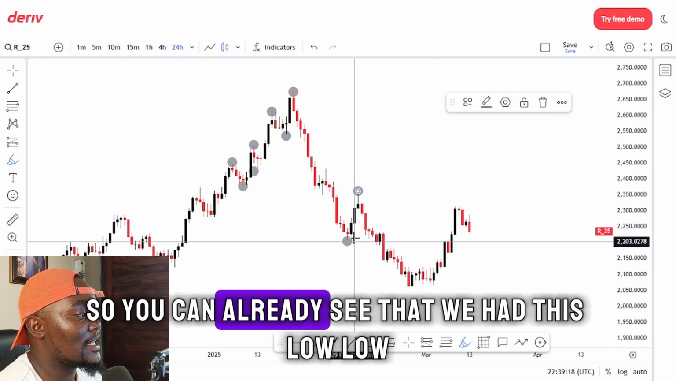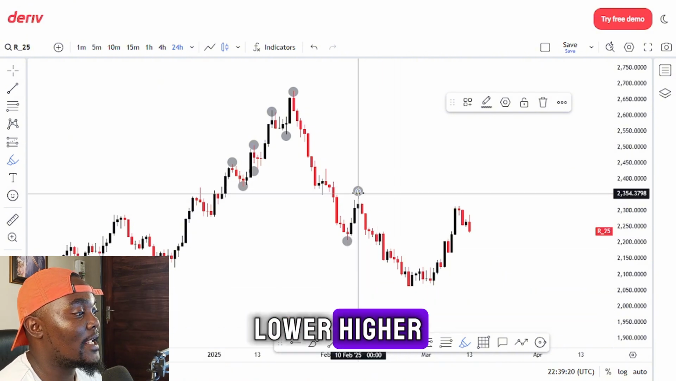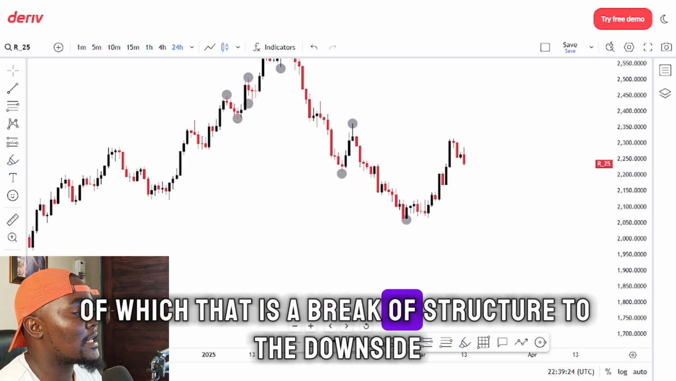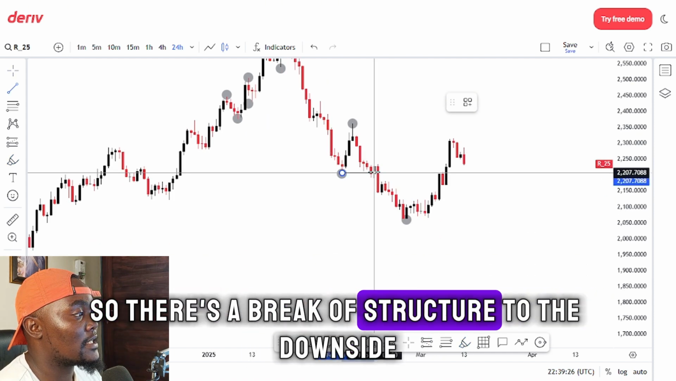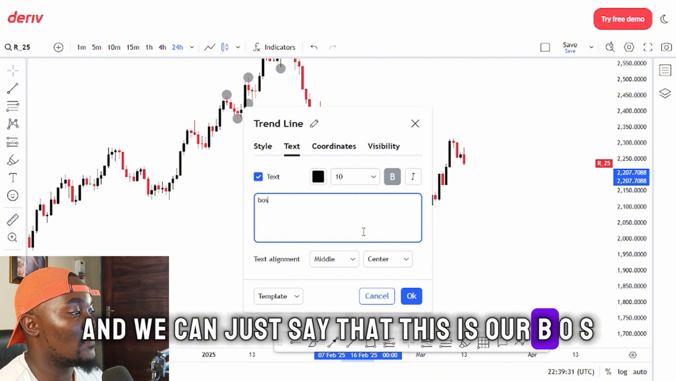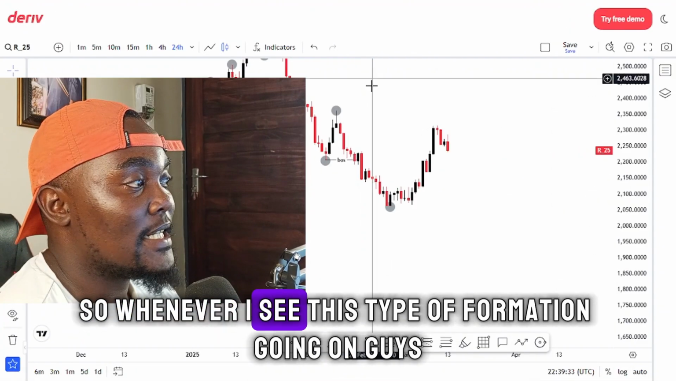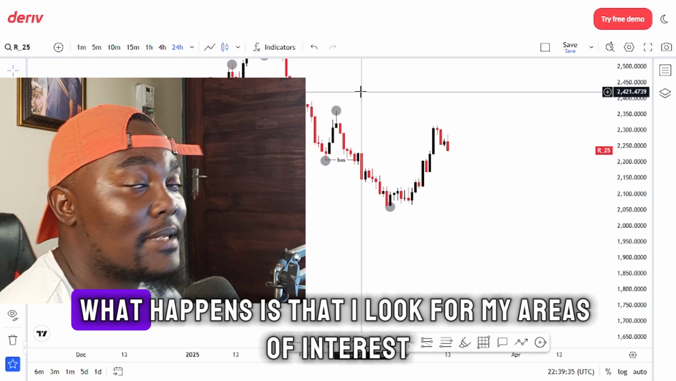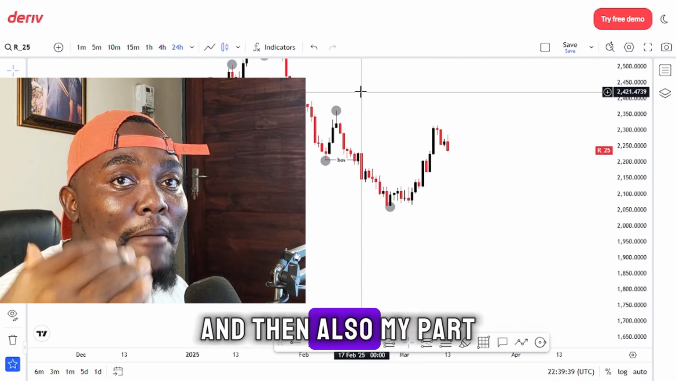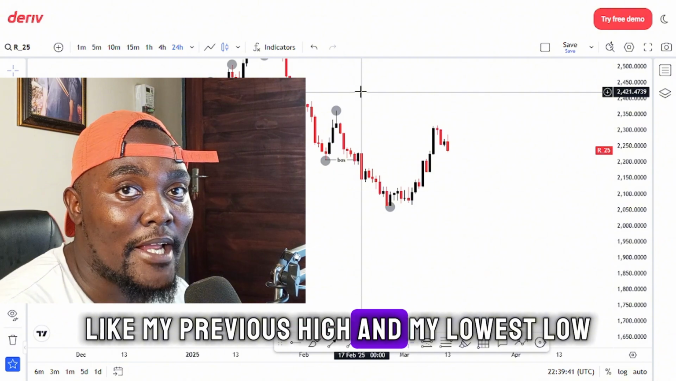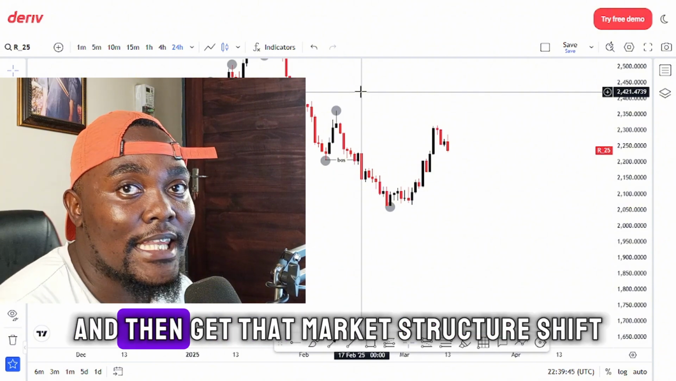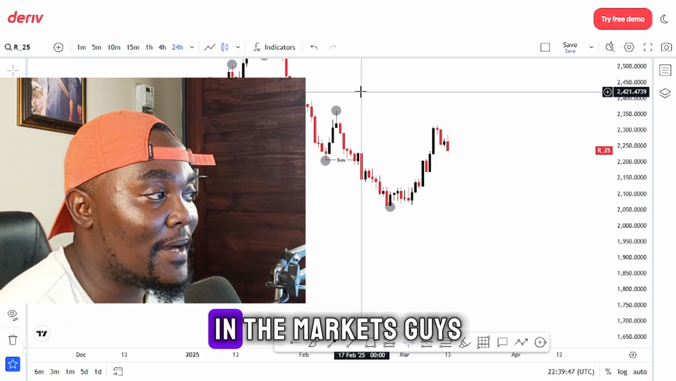So we can already see that we had this lower high here, then we had a lower low, of which that is a break of structure to the downside. So there's a break of structure to the downside, just like that, and we can just say that this is our BOS. So whenever I see this type of formation going on, guys, what happens is that I look for my areas of interest and then also map out my previous high and my lowest low so that we can look for the internal structure and then get that market structure shift in the markets, guys.